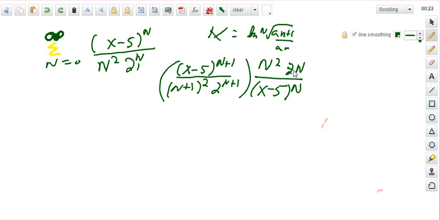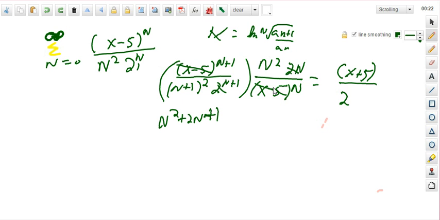Is that right? So when you cancel that and that, you get 2 down here, right? And then when you cancel this and that, you get x plus 5. But how are we going to deal with the n squared part? Because if I'm squaring this whole thing, then this is n squared plus 2n plus 1. Right?